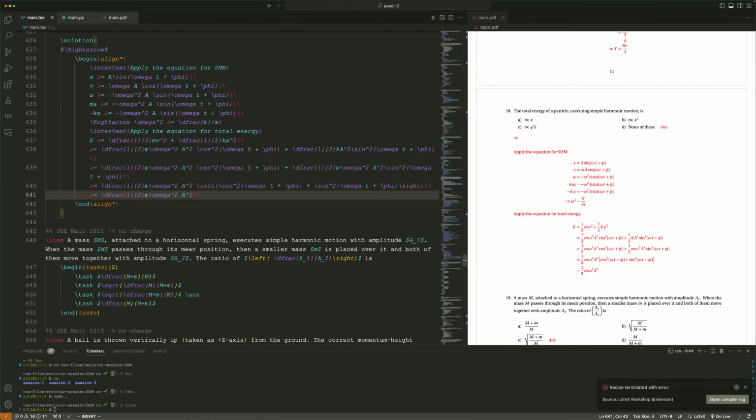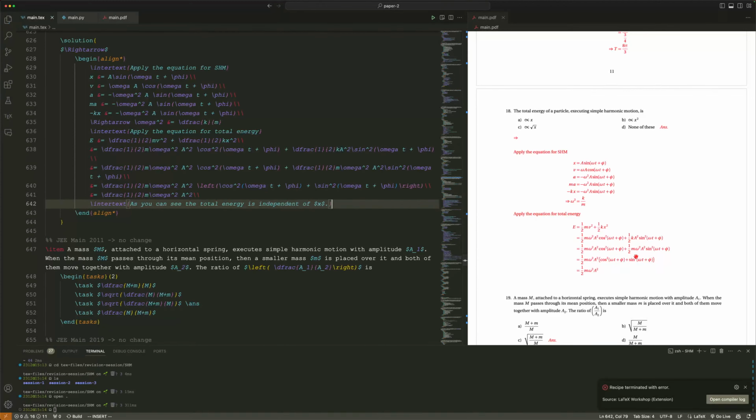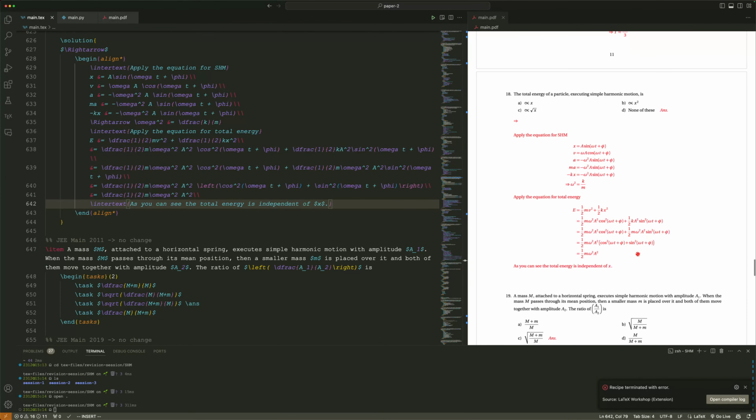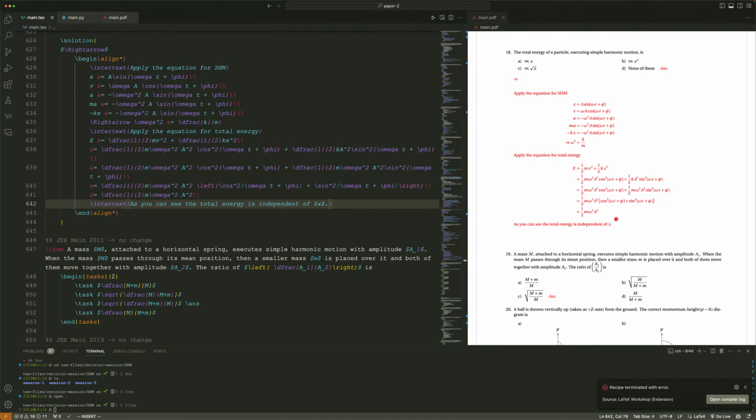So now into text, as you can see, independent of x. Yes, this is right. So option 4 will be the correct one, independent of x. Total energy does not depend on the displacement of the particle in SHM.